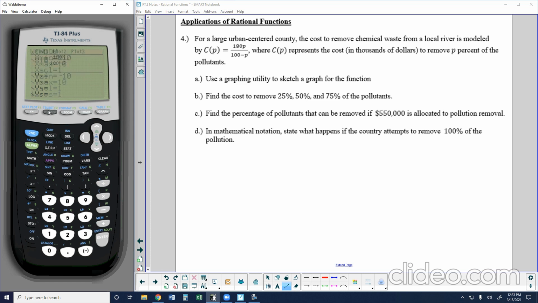Now I'm going to hit the window key, and I'm going to set the x minimum to 0 and the x maximum to 100. The reason I'm choosing 0 and 100 is if we think about the problem, the x value represents percent. The lowest percent you could get is 0. The highest in theory is 100. So let's hit zoom and 0, go down to zoom fit. Technically we probably couldn't reach 100% removal of the pollutants, but this gives us the range of possible percentages.